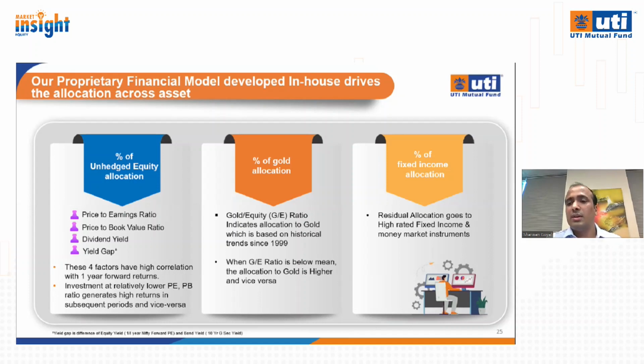Similarly, fixed income allocation is also decided because we are using a relative valuation approach also. So it's not only the residual part which is going to fixed income, because we are using a relative valuation approach also, which is yield gap. So basis these criteria, the model is suggesting certain asset allocation, which we are following in the model.